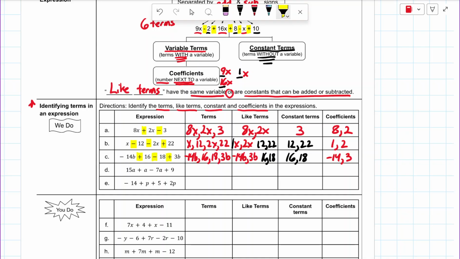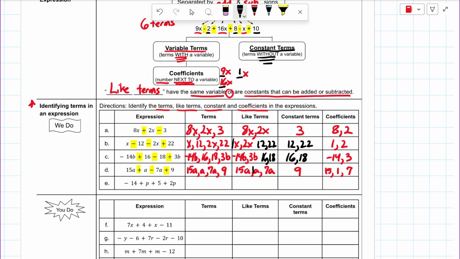For D, we have a plus sign, minus sign, and plus sign, separating the four terms. So we have 15a, a, 7a, and 9. Our like terms are the a terms. This time there's 3 of them. And 9 is a constant, and it doesn't have any other constants along with it, so it has no like terms. Constant terms would be 9. And our coefficients, there are 3 of them now, 15, 1, and 7. Where's that 1? That 1 is right in front of the a.